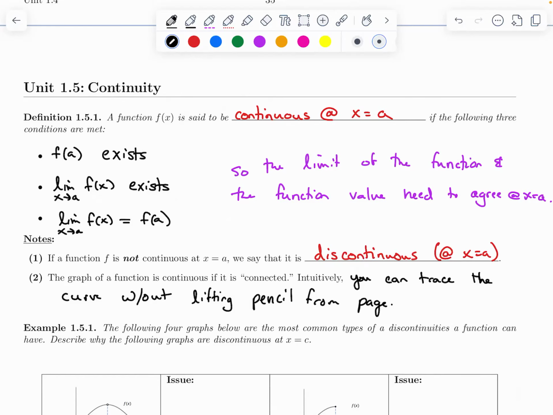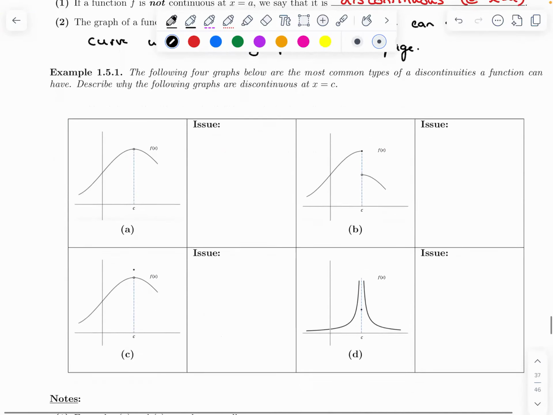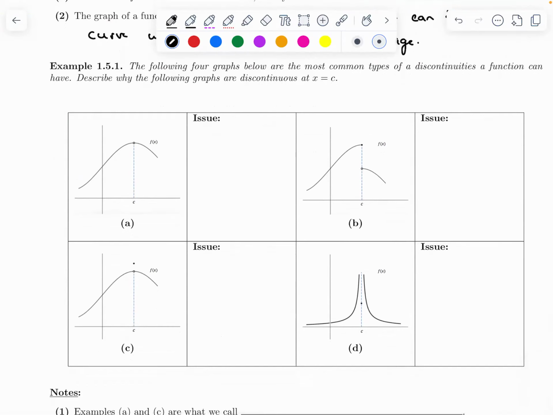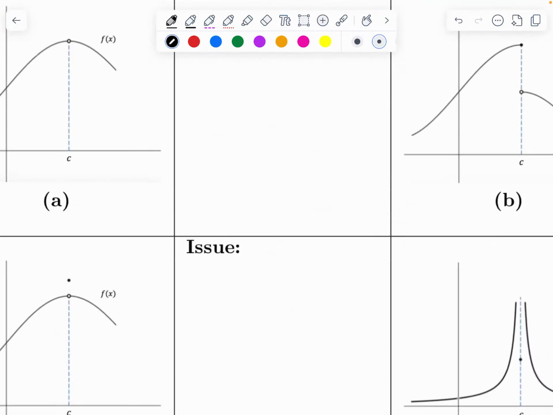So here are the four main types that we will encounter. There are more, of course. The other ones are a little bit more nuanced and require upper division mathematics. So this one right here.